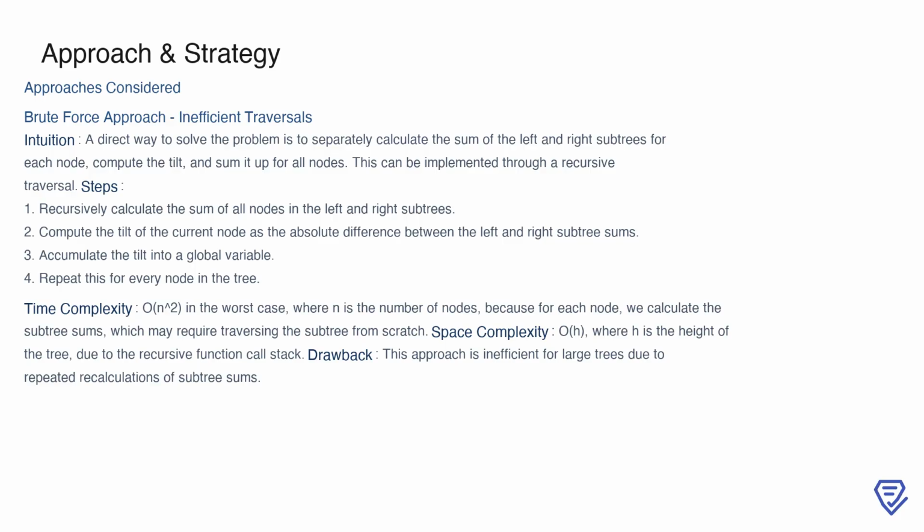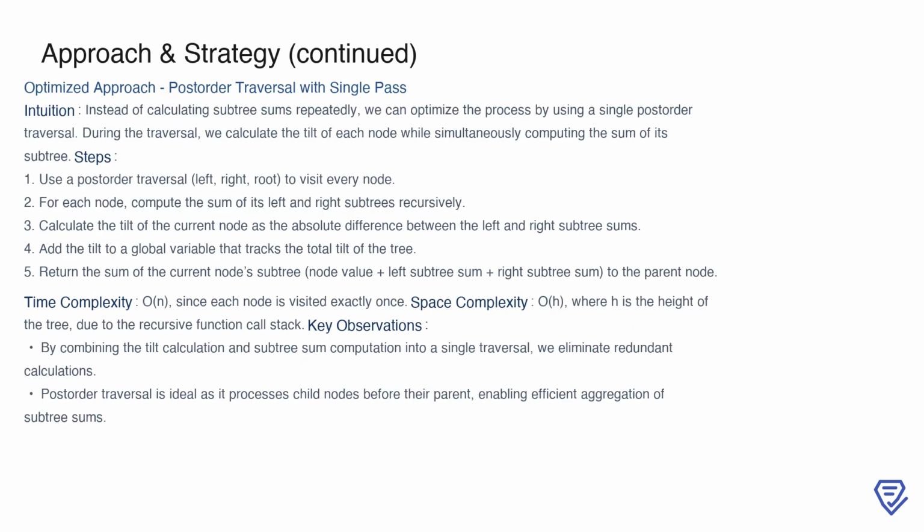While the space complexity is h, where h is the height of the tree due to the recursive stack, the inefficiency of repeated computations makes this approach impractical for larger trees. The key drawback is the repeated recalculation of the same subtree sums, which makes it clear that we need a more efficient solution. A more efficient solution comes in the form of an optimized approach that leverages post-order traversal.